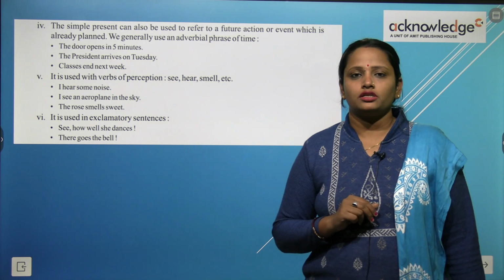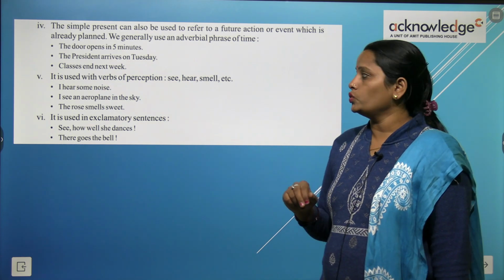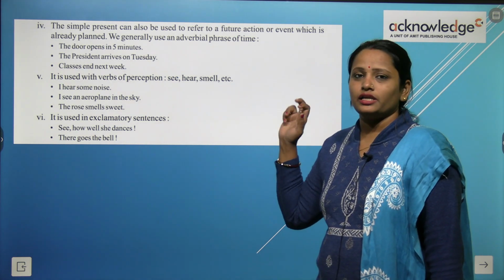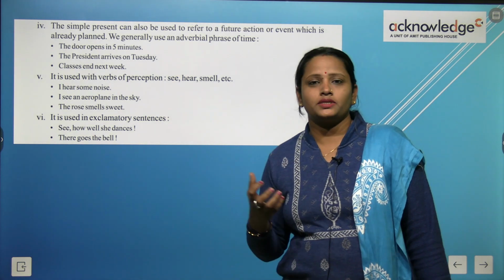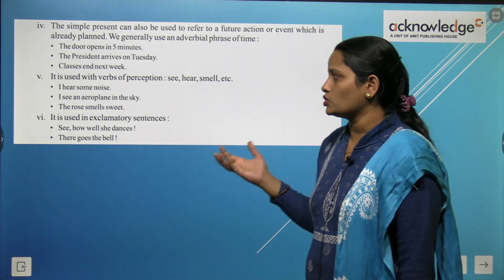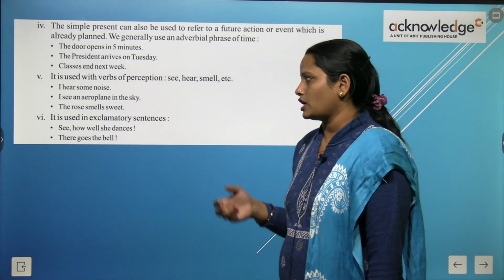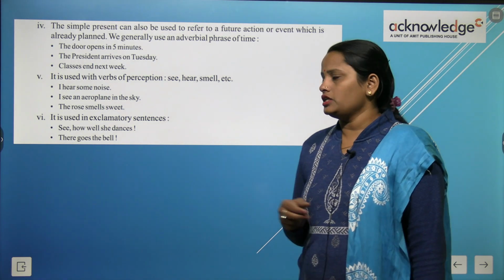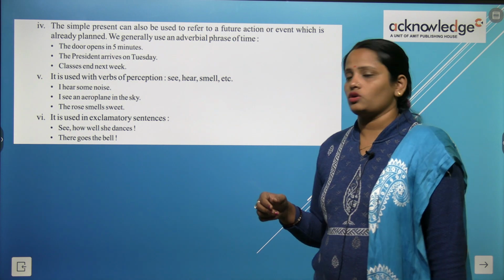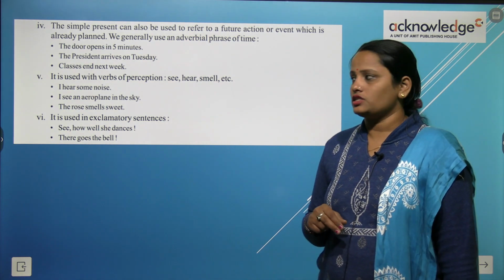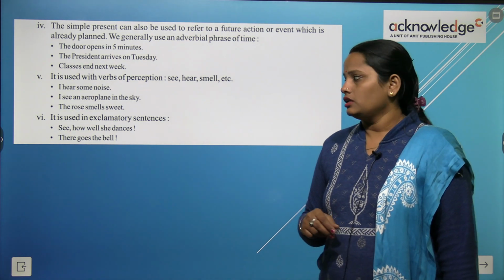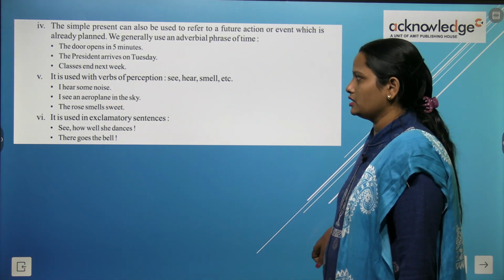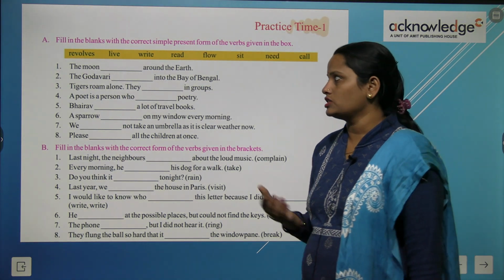Now the fifth point is here, children, that it is used with verbs of perception: see, smell, hear, etc. So with these verbs also simple present tense is used. I hear some noise. I see an aeroplane in the sky. The rose smells sweet. Now it is used in exclamatory sentences also. See how well she dances, and there goes the bell. So these are a few exclamatory sentences. With these also we use simple present.